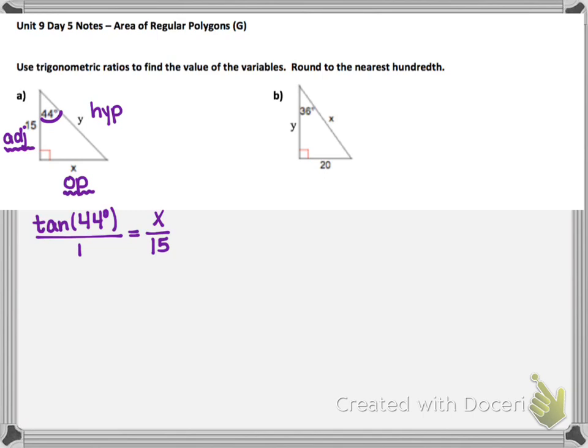So then I'll cross multiply. 1 times x is x. And then I'll have 15 times the tangent of 44. So you'll pop him in your calculator and you will end up with 14.5 for that side length. You are 14.5.